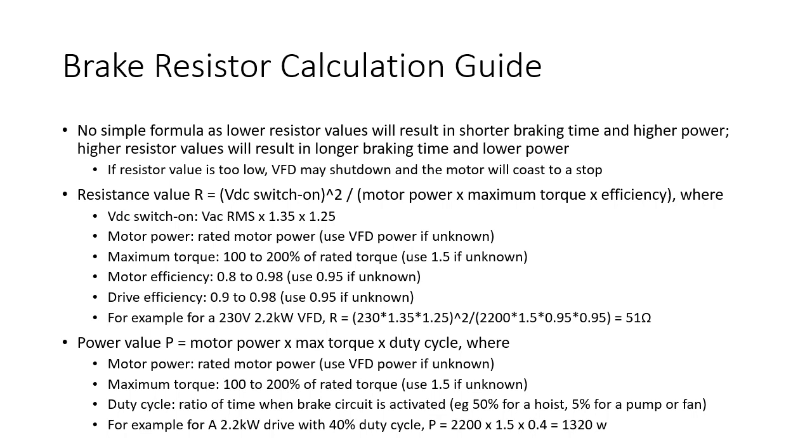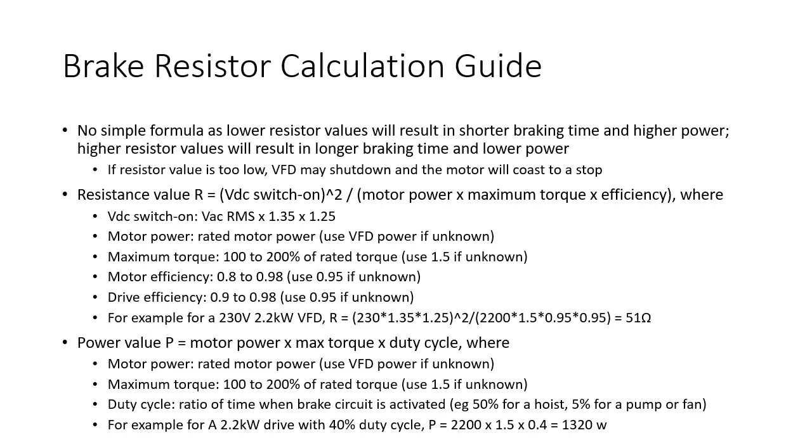For the resistance value, that's typically the switch on voltage squared, divided by a combination of the motor power times the motor torque times efficiency. Switch on voltage, if you don't know what that is, you can calculate as the RMS voltage of the output times 1.35 times 1.25. That gives you the switch on voltage. You can then look at motor power. Typically you'd use the rated motor power of the motor, but you could use the VFD power if you don't know. Torque is typically 100 to 200% of rated torque. If you're not sure, you could use a value of 1.5.